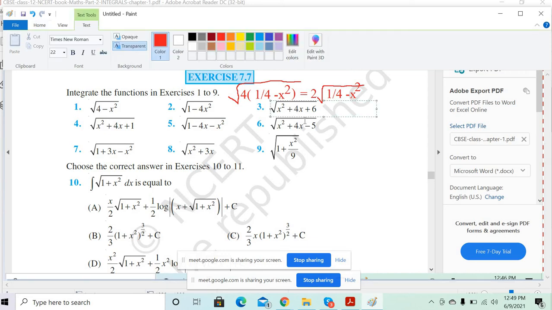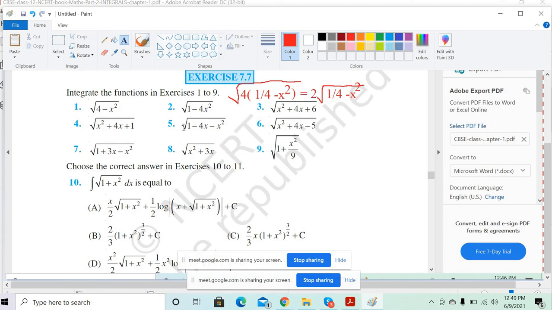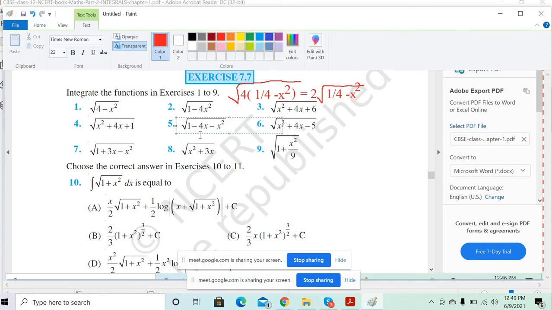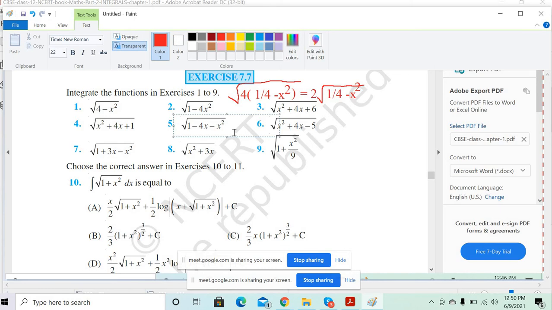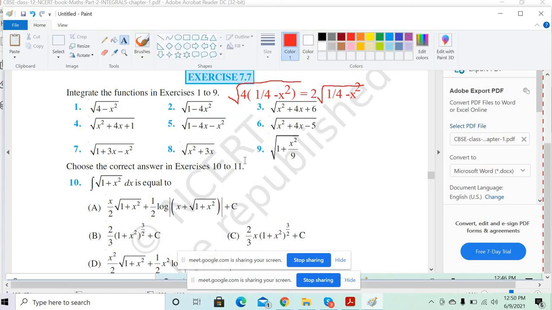x square plus 4x plus 6 is also in this. We have done it in the previous one. Complete the square, get it in the form. x square plus 4x plus 1, again completing the square. You can just try this for the fifth one, because you need to take care of the sign part here. The sign part was confusing for you, but I think it should not be confusing right now. Yes, that is true.